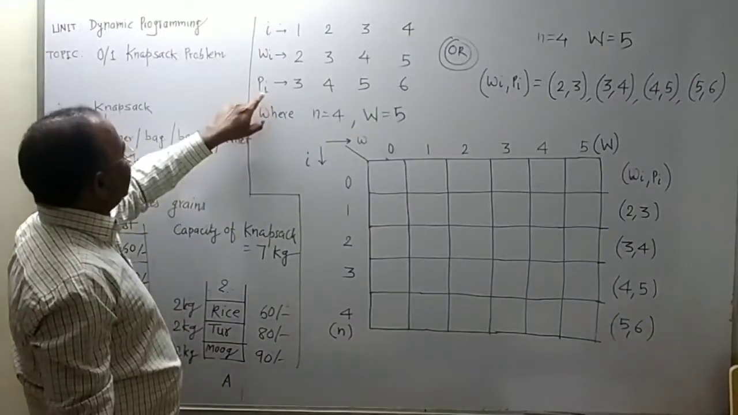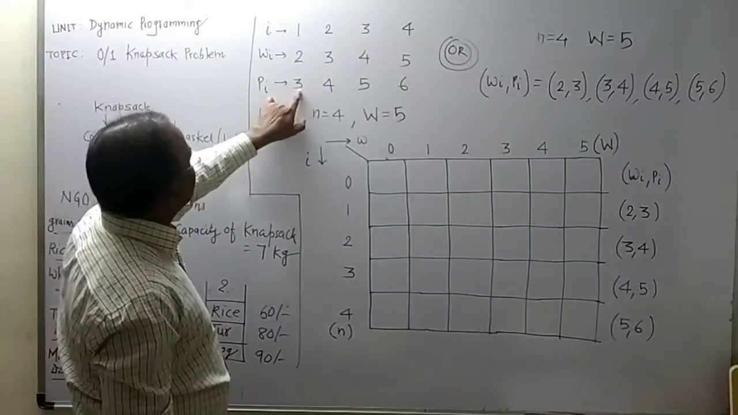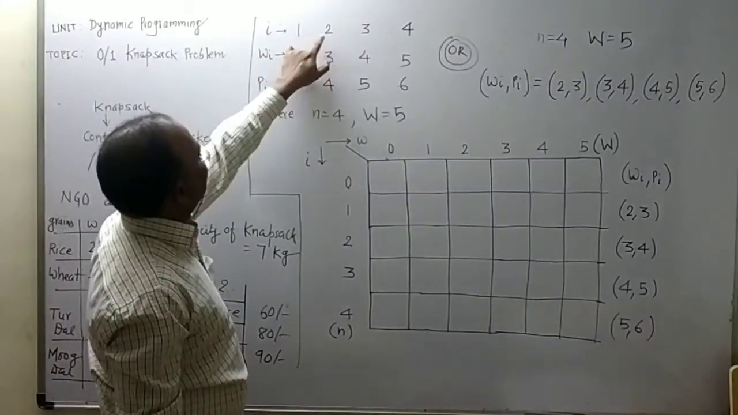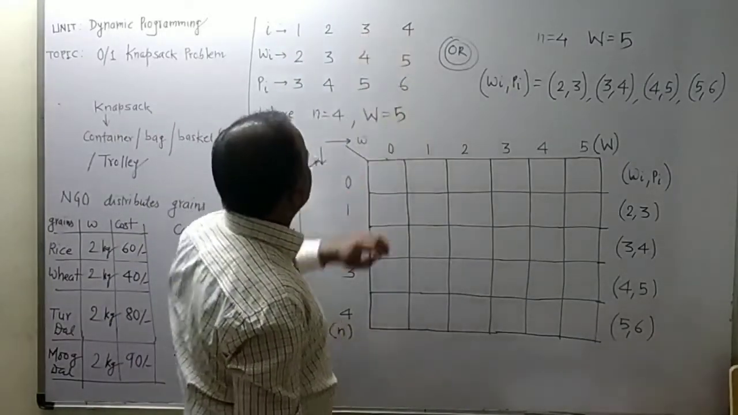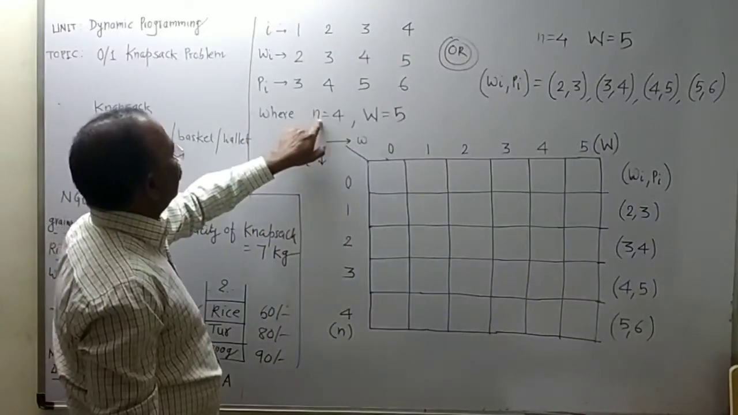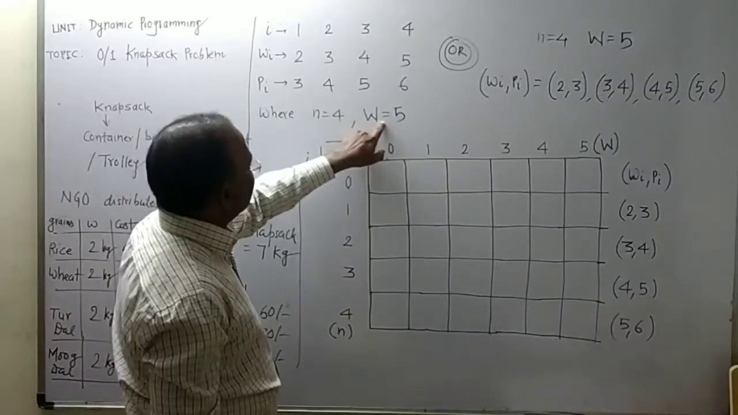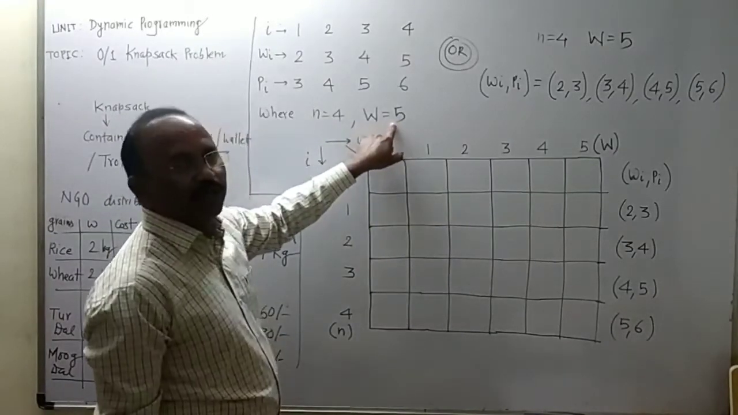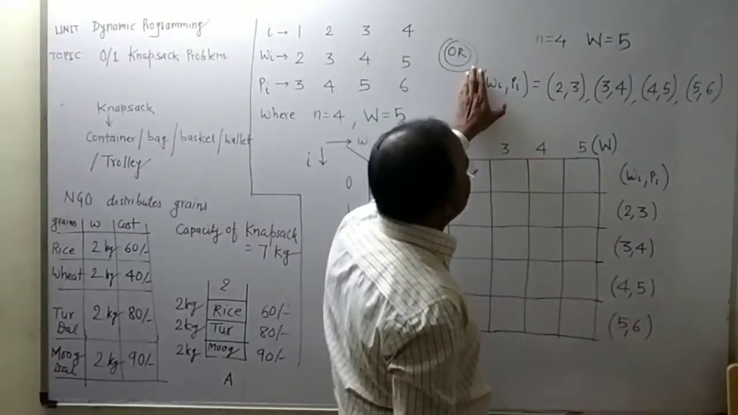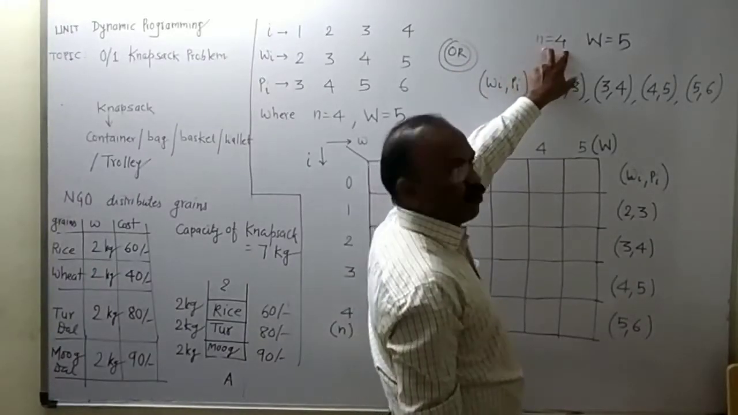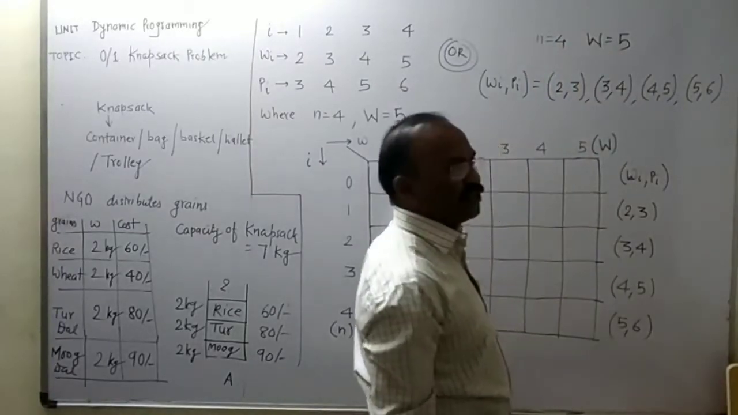In a similar way, profit is associated with each and every object, that is 3 is the profit of the first object, 4 is the profit of the second object, 5 is the profit of the third object, 6 is the profit of the fourth object, where n is equal to 4, that is the number of objects, and W is nothing but the maximum capacity of the knapsack, that is 5. Now the same problem can be written in another way. N is equal to 4, number of objects, and W is equal to 5. This is the maximum capacity of the knapsack.